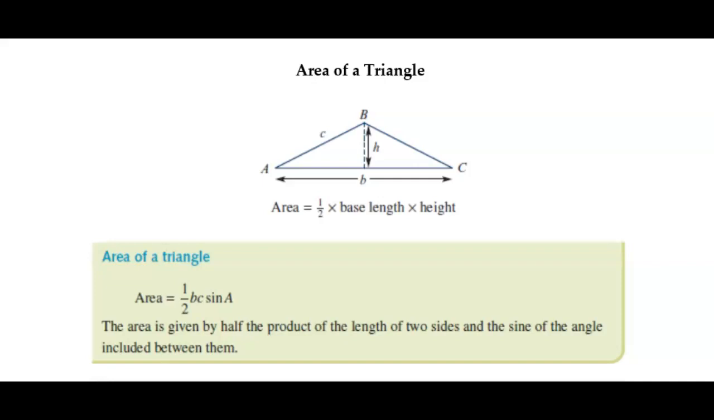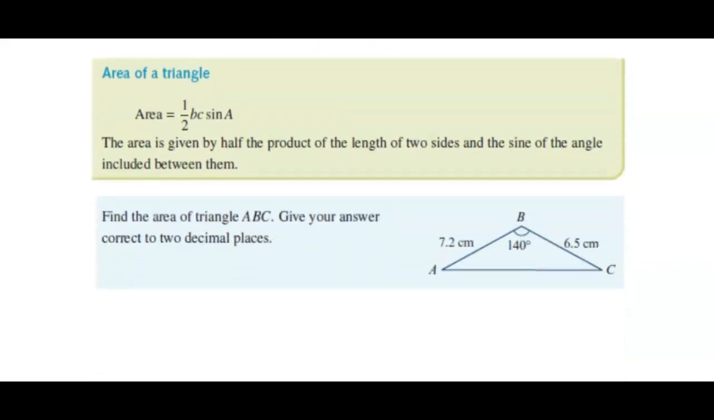The first formula I want to focus on is when we are given two side lengths and the angle in between them, or the included angle. So the formula we're going to use to find the area of the triangle is equal to half times the product of the two sides times the sine of the angle between them. So that's the formula we are going to use to find the area of the triangle.